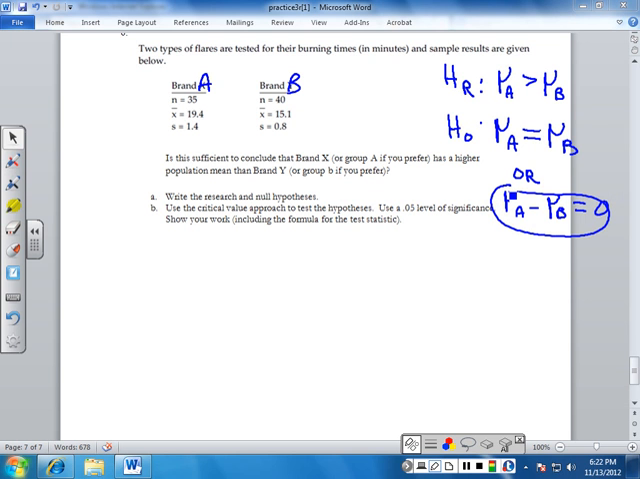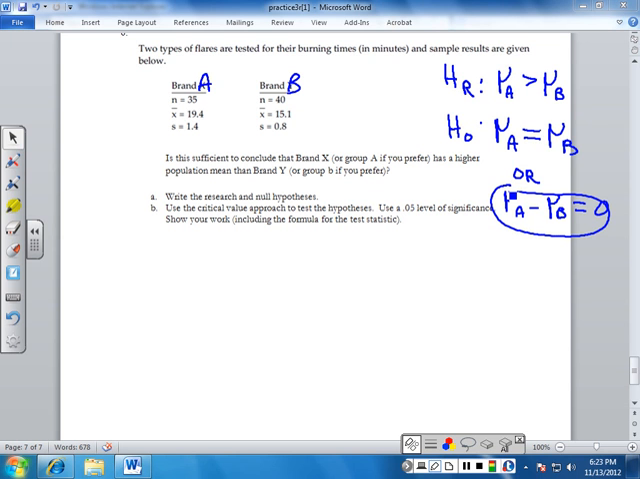Okay, so use the critical value approach. Before we can proceed, what do we need to do? What do we have to know before we can get the degrees of freedom? We need to know if we pool or not. So when you're doing the test between two means, early on in the game, maybe right away, you need to decide if you're going to pool or not.